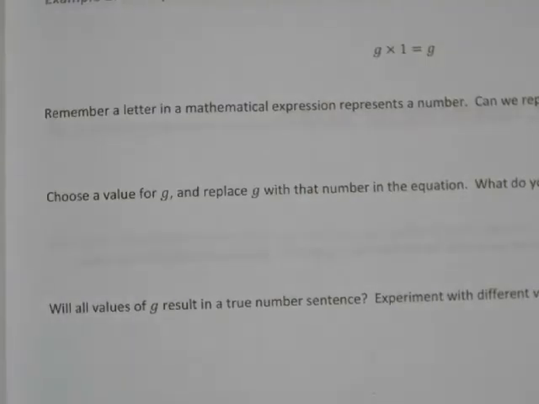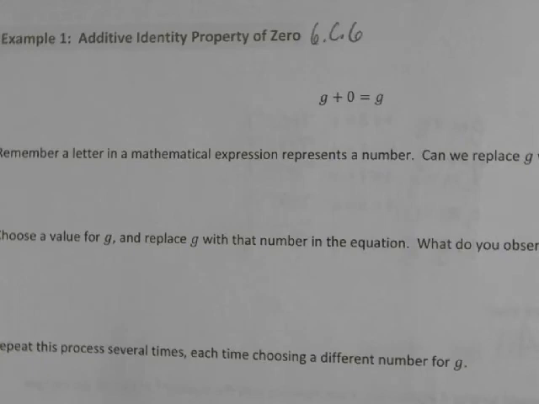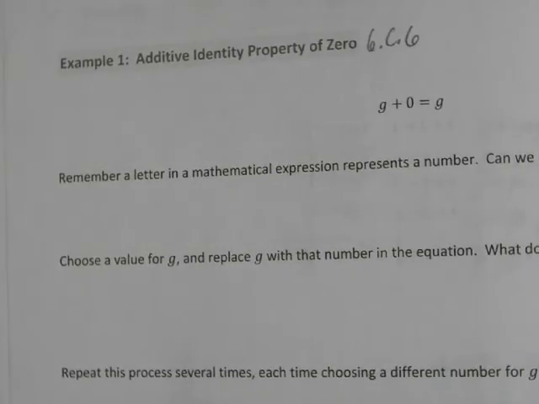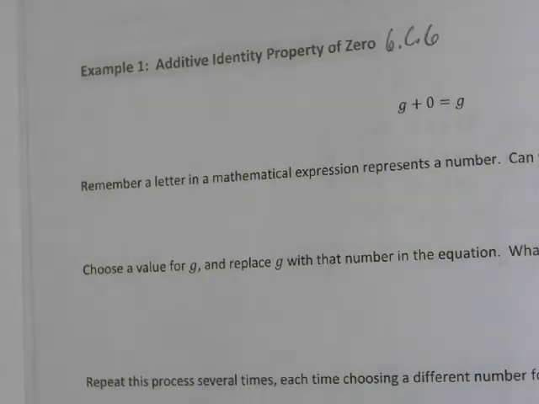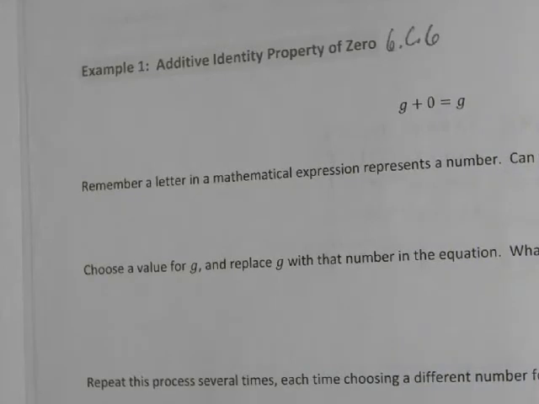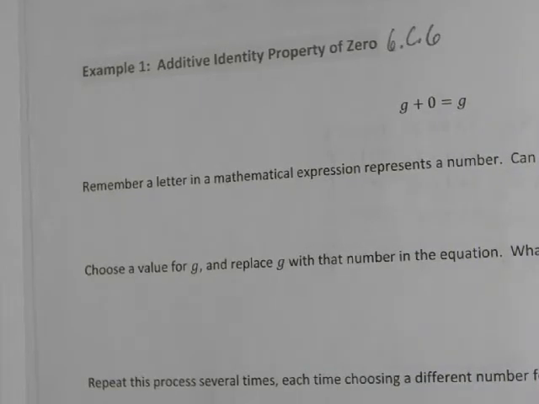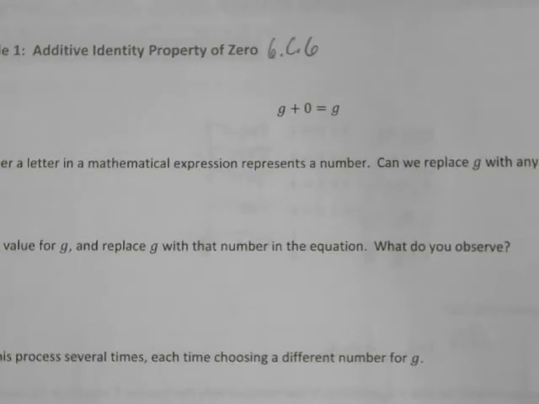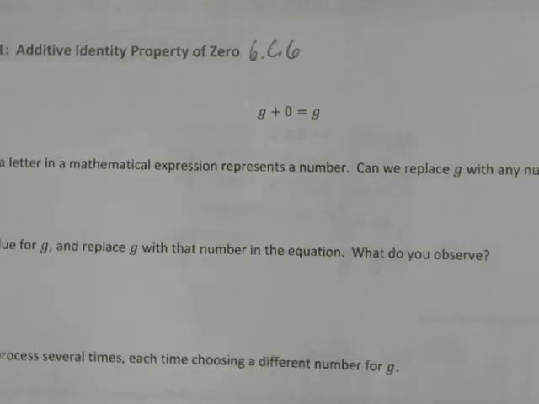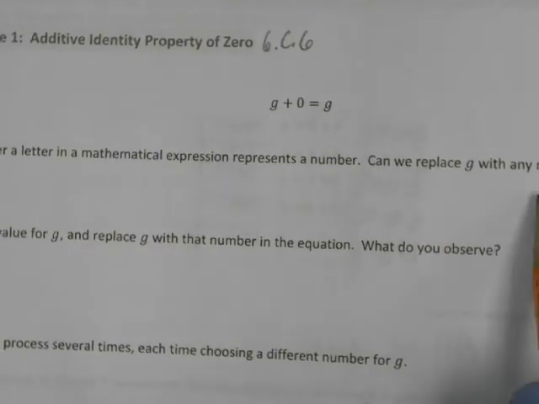All right, so if you go over to this next page, we're going to look right here at the additive identity property of 0. If you look at your notes, the additive identity property of 0 says that if we add any number to 0, we just get that same number. So remember, a letter in math represents a number. Can we replace G with any number? So you could try it out.